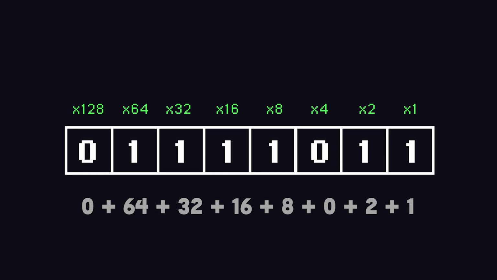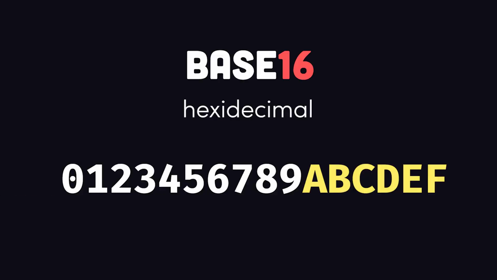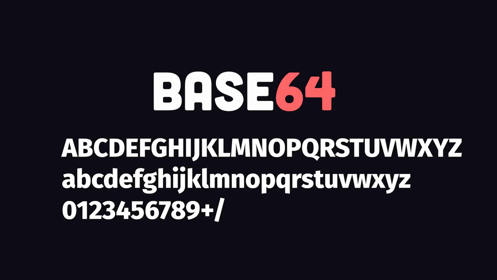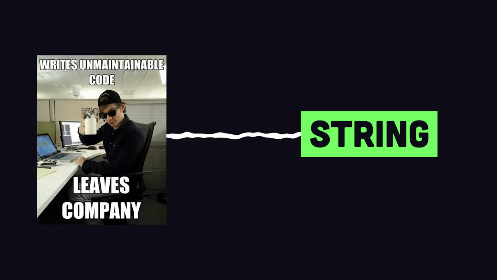Now that you understand that, you also understand how other bases work, like base 16 or hexadecimal, which uses the digits 0 through 9 along with A through F, and is commonly used to represent binary values in a more concise way, because each hexadecimal digit can translate into 4 bits. And you also have base 64, which introduces even more letters and symbols to encode binary values, allowing developers to represent binary data like an image as a string of text.